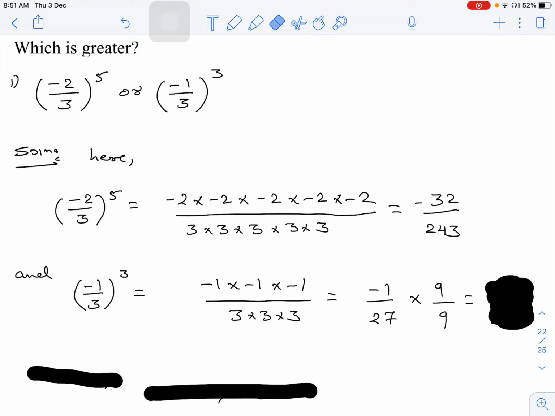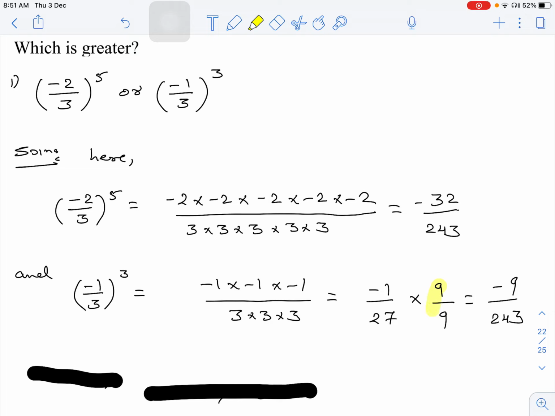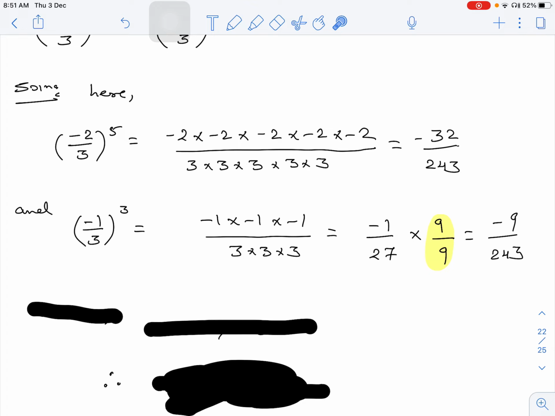Okay. So now -1 into 9 will become -9, and 27 into 9 will become 243. Again remember, we have done this just for taking the LCM. Okay, I am highlighting it. This one is for LCM. Okay, now both the numbers have the same denominator.